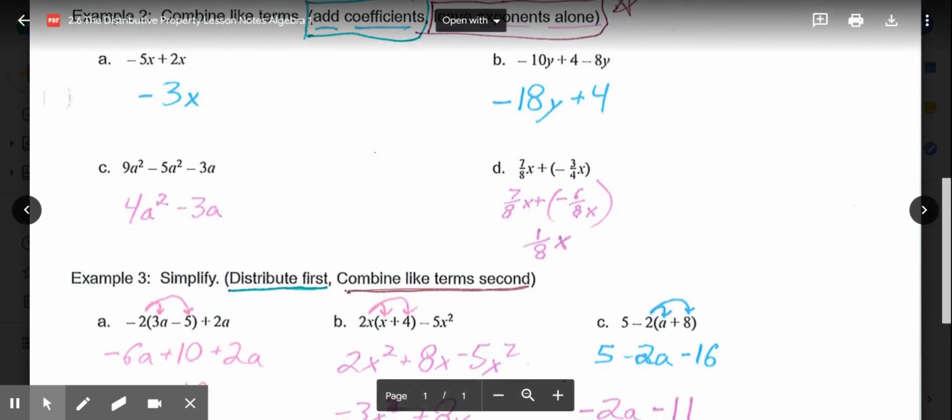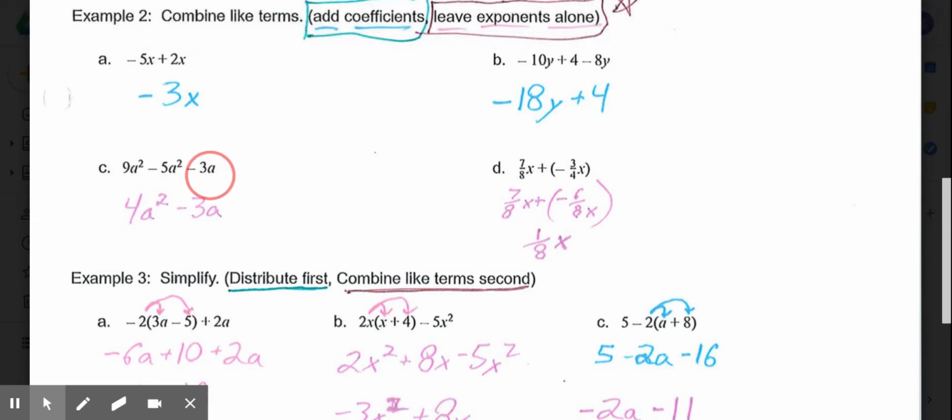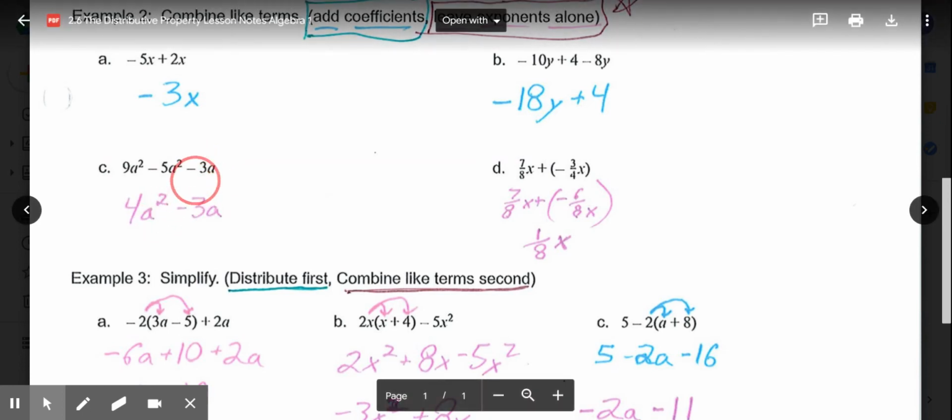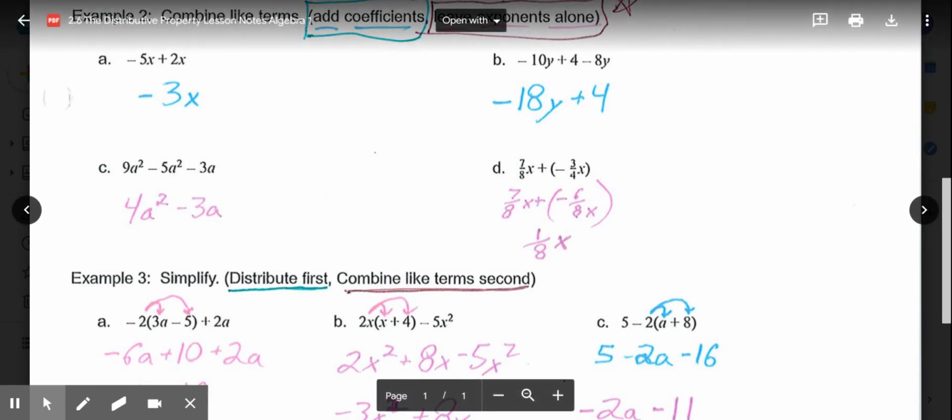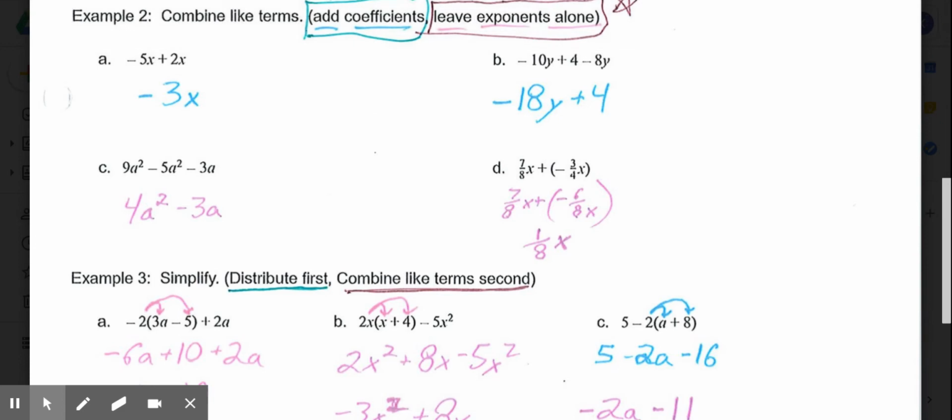In C, combining our like terms, the 9a squared minus 5a squared can be combined because they both share the a squared. So 9 minus 5 gives me 4a squared. And then the minus 3a can't be combined with the a squareds because it has a different exponent. So then it would be 4a squared, and we just bring down the minus 3a. So 4a squared minus 3a.